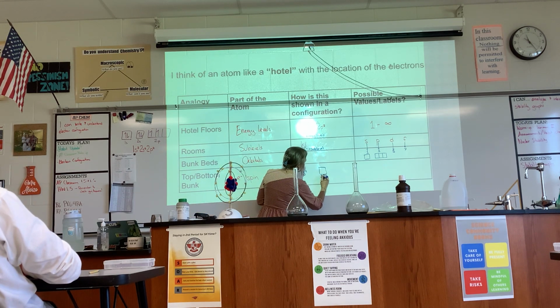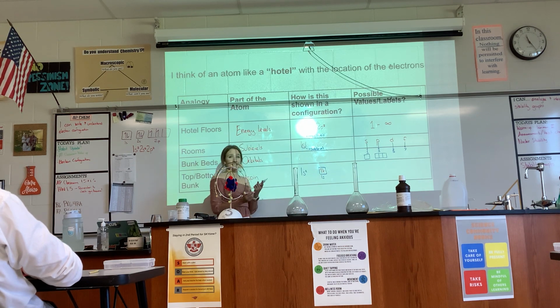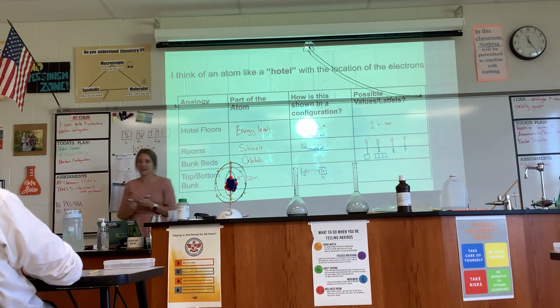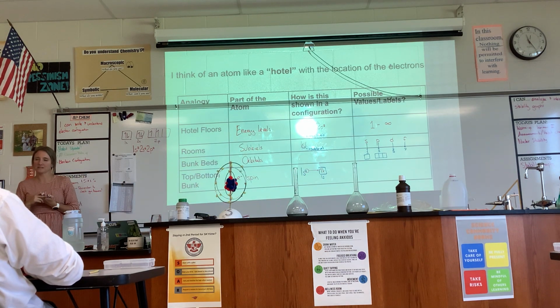So we had that, and then in this, it's signified by the up and down arrows, which should match the exponent, or superscript. There was 1s2, which means there should only be 2 arrows in that orbital, but they should always be pointed in opposite directions.